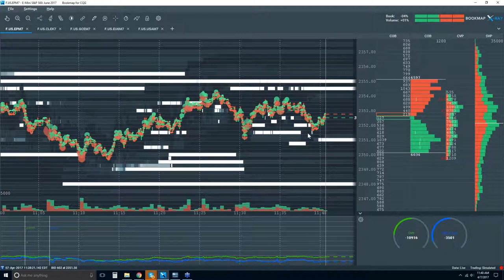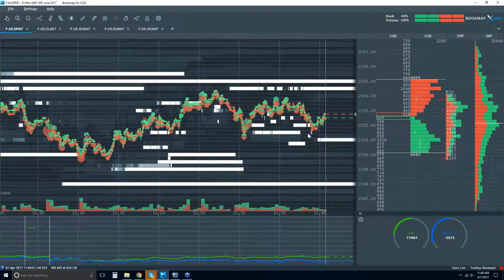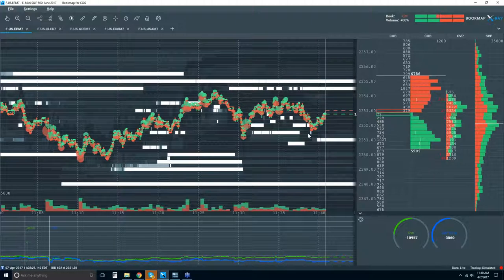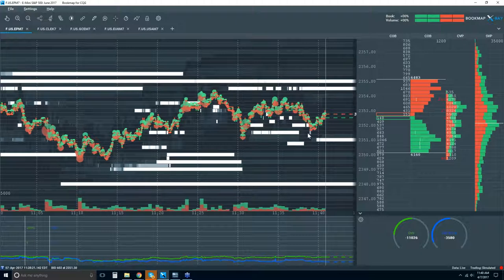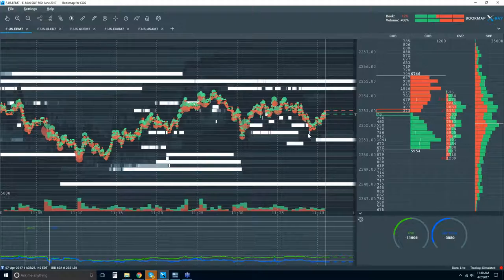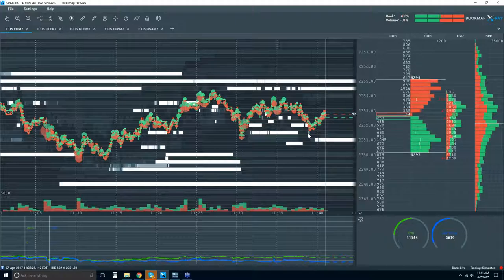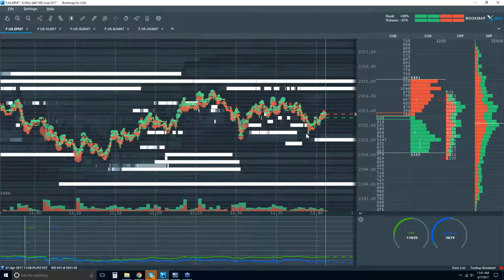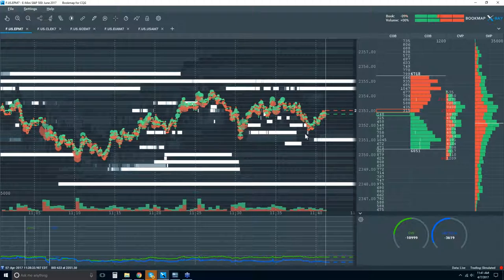Let's see, Robert, can you take the lines? You're drawing off at once. You have to do them individually. Robert, these are maybe trend lines or horizontal lines that you drew. Is that right? If so, then you'll need to delete those individually. There's no delete all button for those.